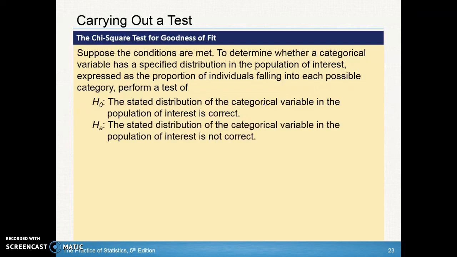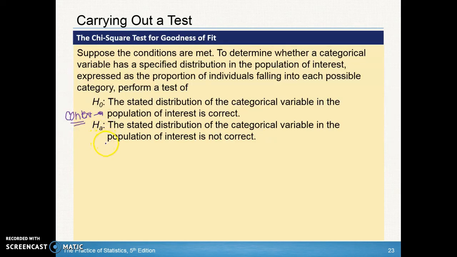So the null is that the stated distribution of the categorical variable is correct. Or you can just say the distribution of M&Ms is correct. Make sure that you're putting that in context, okay? It's very, very important that you put that in context of the problem, because you could say the same null and alternative for every single question and it doesn't tell your reader what you're talking about.